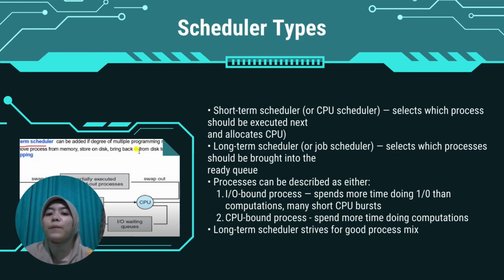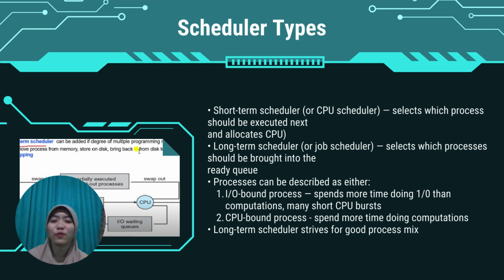The third is the medium-term scheduler. The medium-term scheduler is a relatively new addition to the scheduling hierarchy in some operating systems. Its primary function is to manage process memory utilization by deciding when to swap processes between memory and disk.